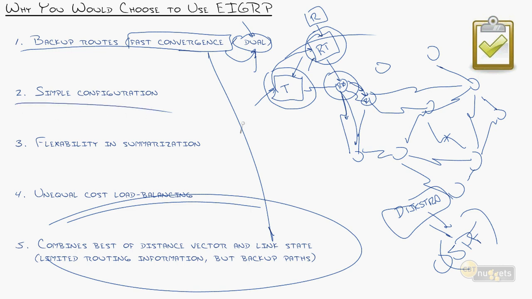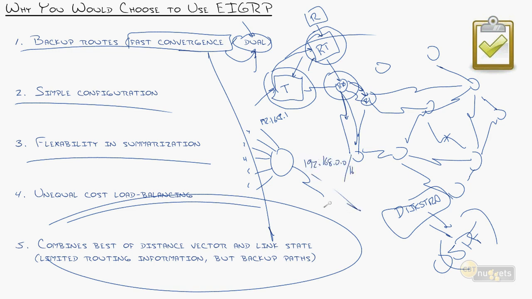Simple configuration. When you see it, you'll love it. It's easy. Flexibility and summarization. So with link state protocols, you can't summarize. You can't. And summarization, again, means let's say you've got a router with a whole bunch of networks, 192.168.1, 2, 3, 4, 5, 6, all these different networks, and I say, well, let's just say I've got 192.168.0.0/16. I've got all the 192.168 networks to my neighbors, so they don't have to have all these routes in their routing table. I can summarize it by just saying one. It helps you be very efficient.